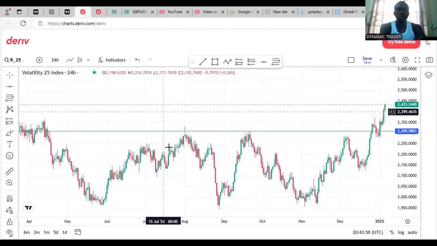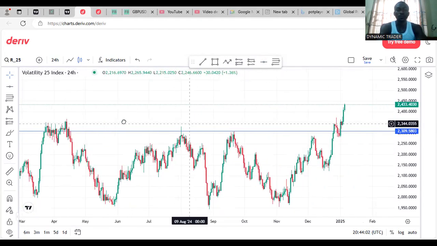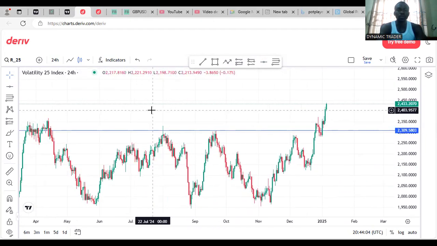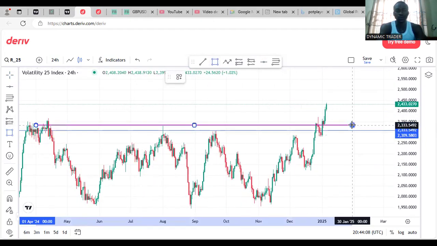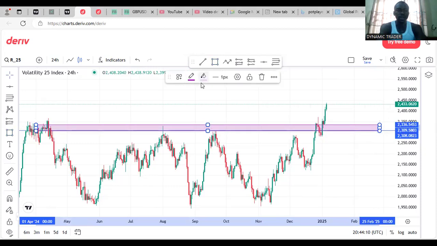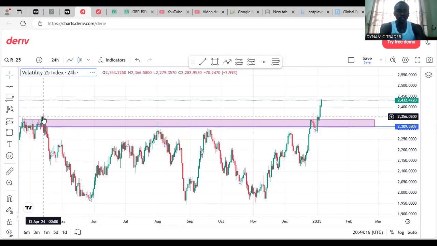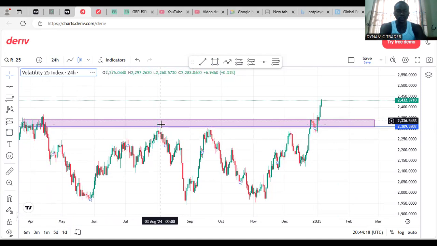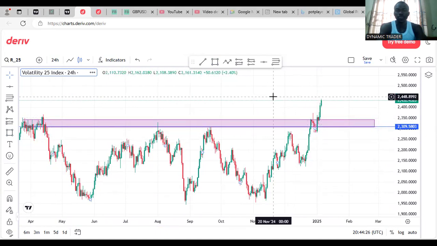So you quickly analyze this pair on the daily time frame. When you see 24 hours, it means daily. I'll start by marking out the key zone, which is this place. Here has been acting as a resistance level. You can see the price got to this place, came down, got to this place, came down for the second time, got to this place, came down, got to this place, came down, then finally it broke above it.